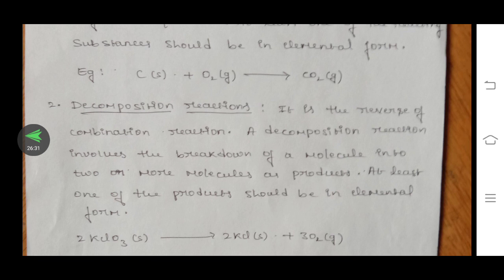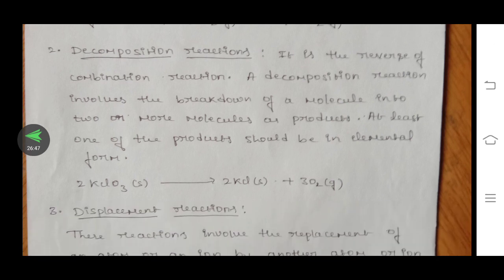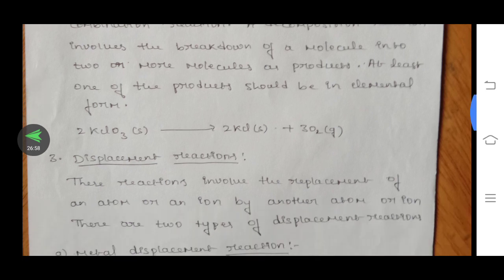A decomposition reaction involves the breakdown of a molecule into two or more molecules as products. At least one of the products should be in elemental form. Example, 2KClO3 decomposes to give 2KCl plus 3O2. So this reaction is an example of a decomposition reaction. See, one molecule is converting into two molecules. Okay, so this is decomposition.